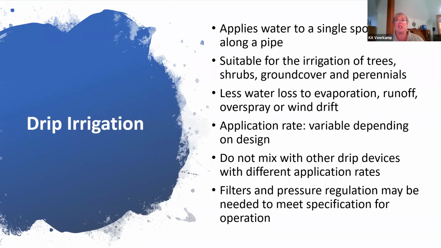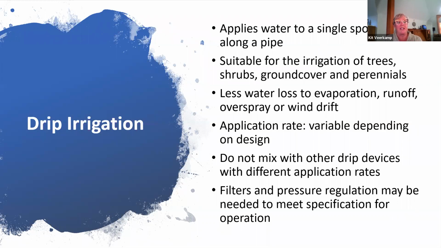So drip irrigation applies water to single spots or spots along a pipe. And this is suitable for irrigating almost anything that's non-turf. Now, there are dripper line systems that are made for turf. I've never used them personally, and I've been specifying drip line systems for nearly 40 years. So it's still something that, even though they make it, maybe not the best way to go. There is very little water loss to evaporation, absolutely no runoff, overspray, or wind drift associated with drip systems.